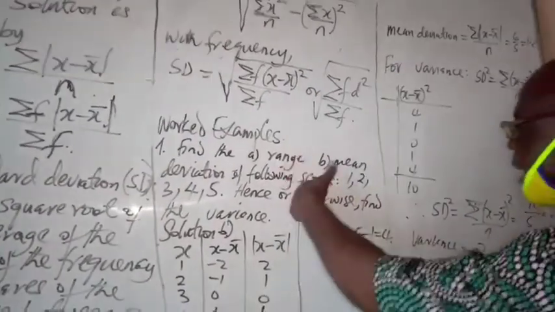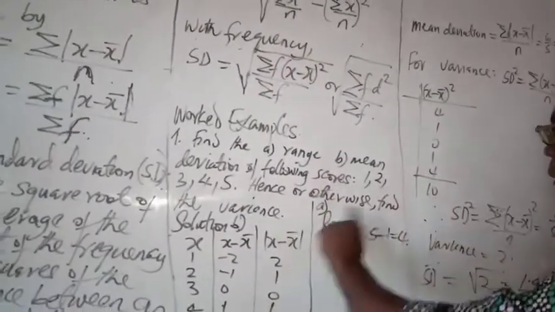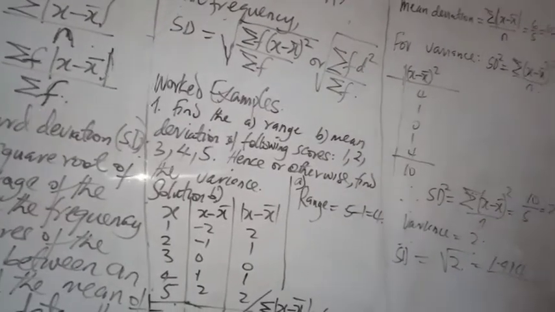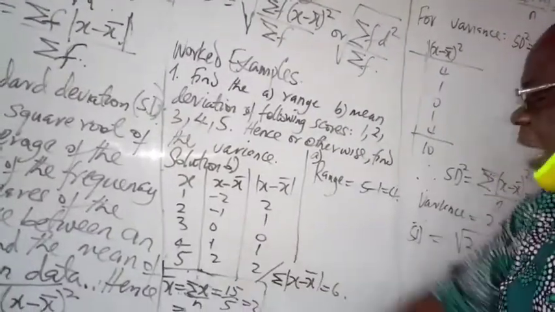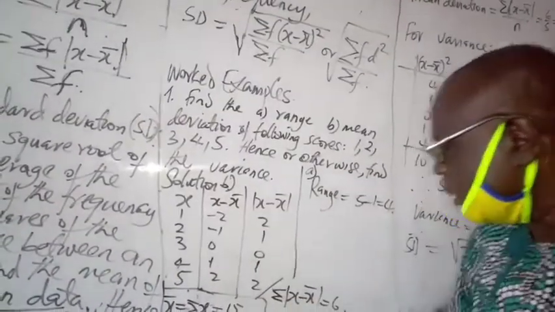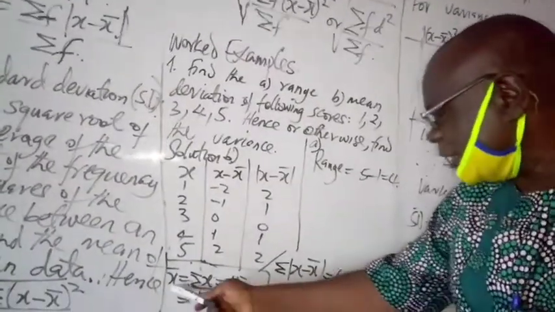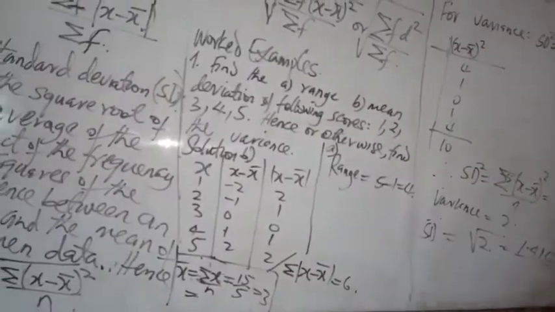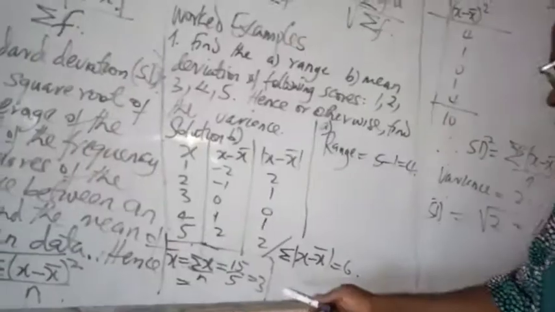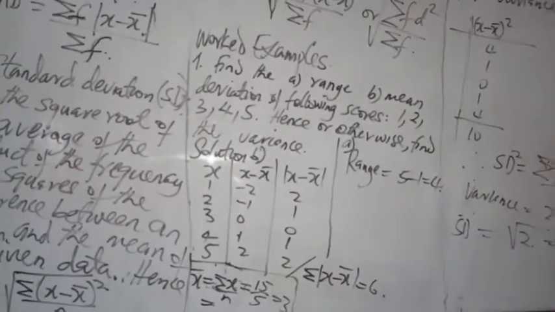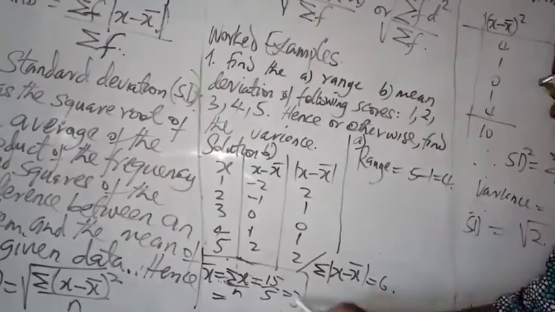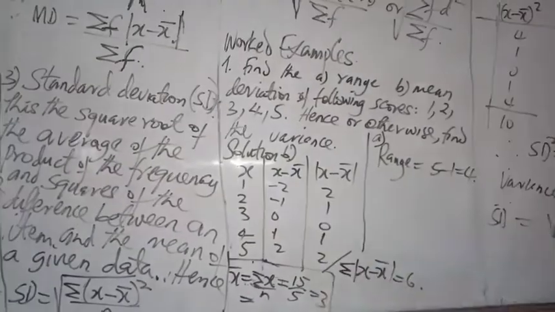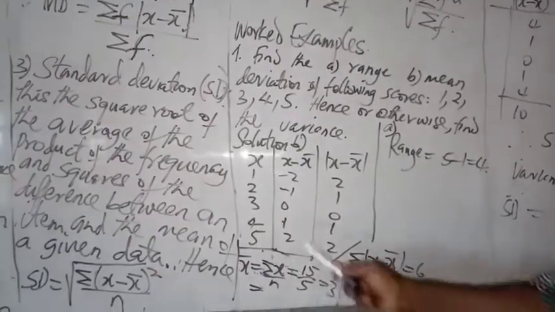Here the example says, find the range and the mean deviation of the following scores, and otherwise find the variance. What does that imply? We are given the scores 1, 2, 3, 4, 5. So we need to add the scores. When you add them, you divide by n, and that gives you the mean. That is 15 divided by 5, which gives you 3. So you now subtract each of the scores from that mean. 1 minus 3 gives you minus 2, 2 minus 3 gives you minus 1, 3 minus 3 gives you 0, 4 minus 3 gives you 1, and 5 minus 3 gives you 2.